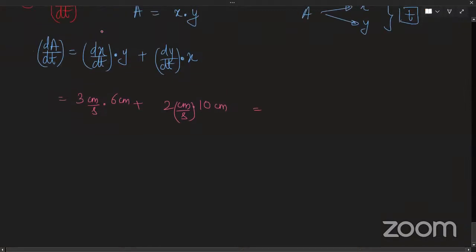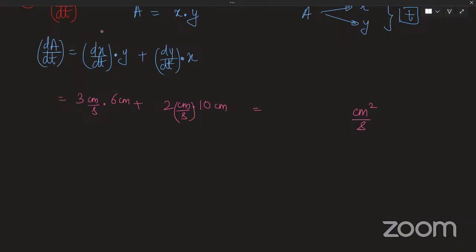Can you tell me what will be the dimension of the overall answer? Just for the time being, tell me the unit. Centimeter square per second. How did you tell it? Did you multiply both of these and get the answer, or can you just look at the left hand side? In the left hand side, you have got dA by dt. Area has L square, so centimeter square divided by time, second.